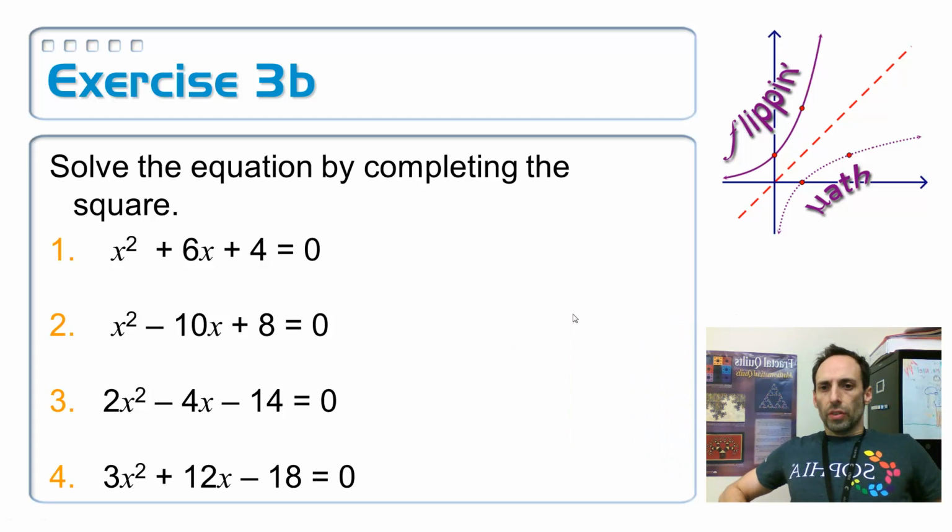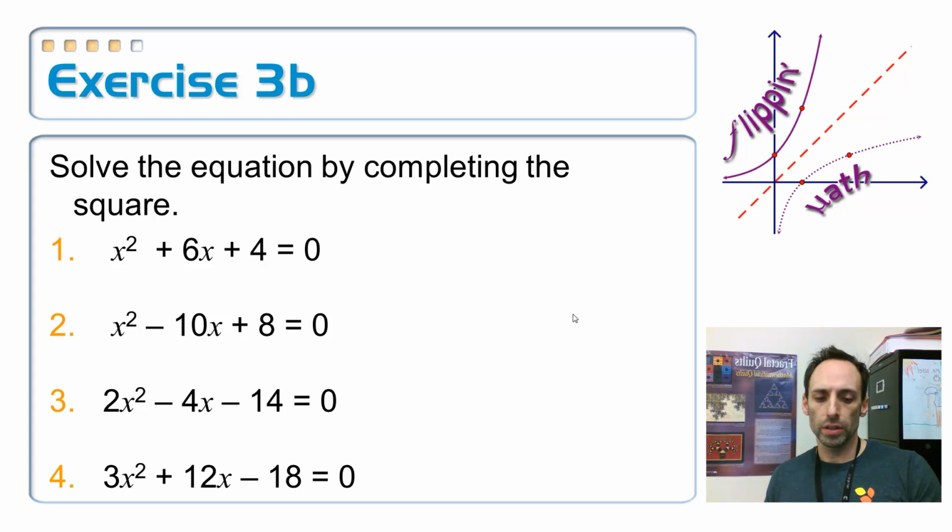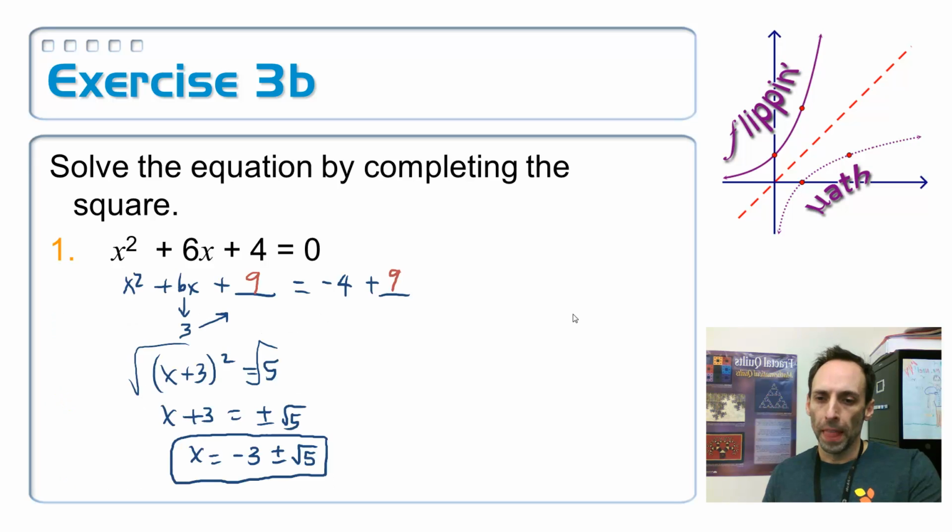Back to exercise 3, solving these quadratic equations by completing the square. Let's take them one at a time. So on the first one, you should have gotten x equals negative 3 plus or minus square root of 5. That's because you subtract your 4 over, complete the square on the left, take half of the 6, you get 3. 3 squared, you get 9, add 9 to both sides, and then factor and then take the square root.